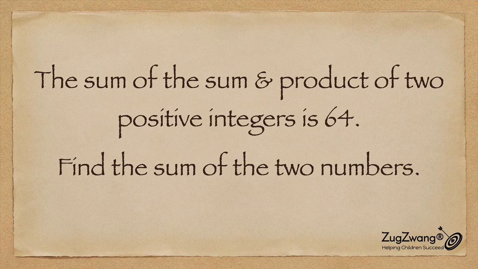So this very problem can be in a different form as well. What we saw so far is the abstract version of it. We could also be looking at it in a more worded format, something which says that the sum of the sum and the product of two positive integers is 64. Find the sum of the two numbers.